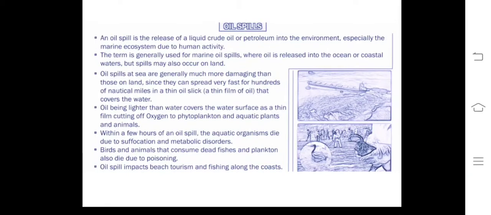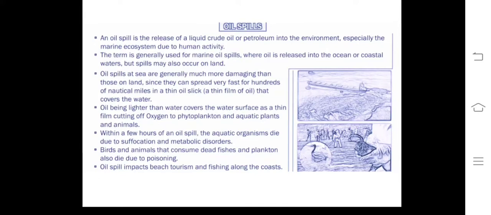Now we see oil spills. Yes, oil spill is a burning issue. We have witnessed a lot of oil spills around the Indian Ocean, Atlantic Ocean, Pacific Ocean, everywhere. An oil spill is the release of liquid crude oil or petroleum into the environment, especially the marine ecosystem, due to human activity, and they are very disastrous. They produce a very disastrous impact because they consist of a lot of hydrocarbons, and oil spills cover a lot of areas.